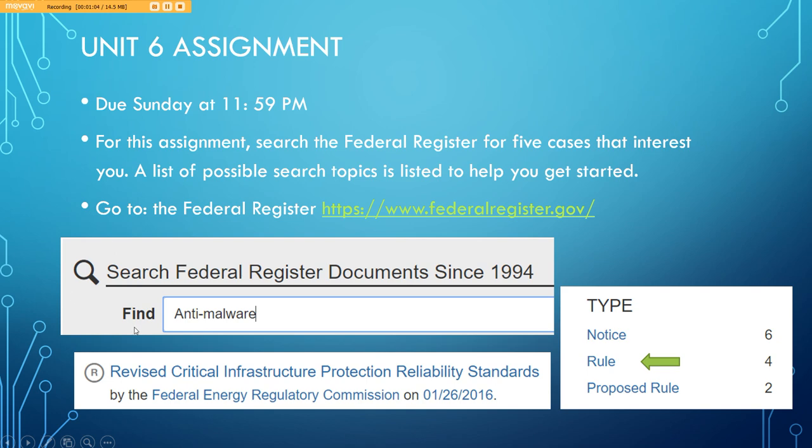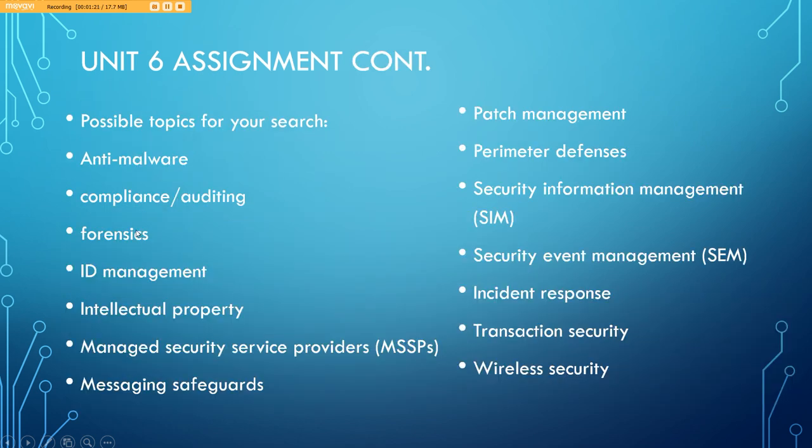I typed in the first suggestion, which was anti-malware, and this is all the type of documents that came up. So I clicked on rule, which had 4, and this is one of the rules. Now here are all the topics that they listed that you could use. So you can use any of these. You need 5 different rules, so you can pick 5 different subjects, however you want to do it.